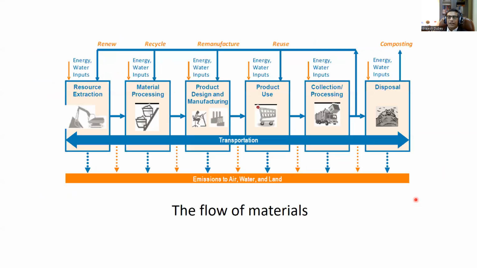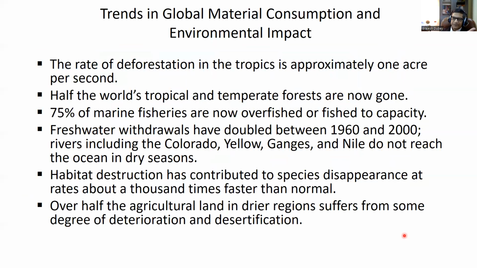So we'll look at some of this flow of material. What is happening? We get the resource extraction, but we process the material, product design, manufacturing, use, collection, processing, and disposal. Throughout the process, you have energy, water input, you have renewables, and you have the emissions to air, water, and land. So as part of this LCA exercise, we try to capture all these things. So we do an environmental accounting exercise.